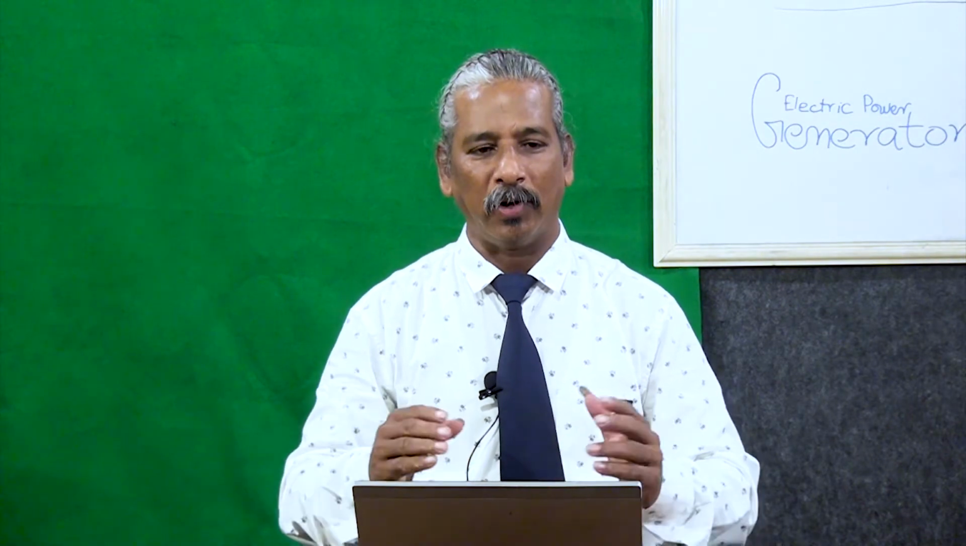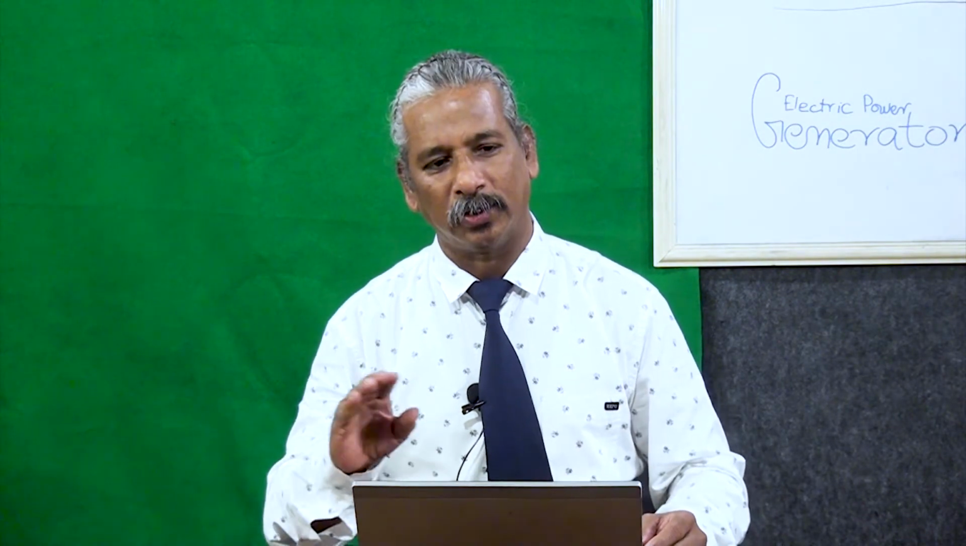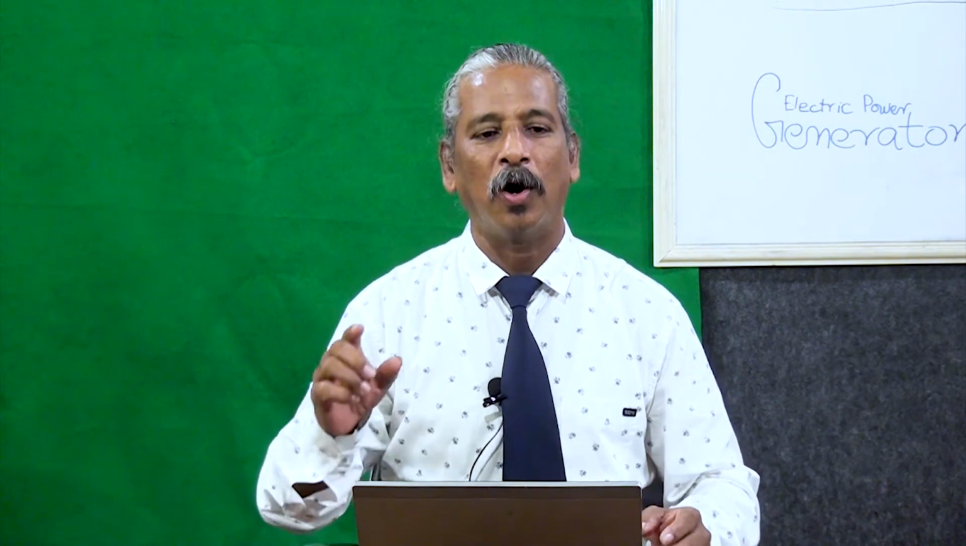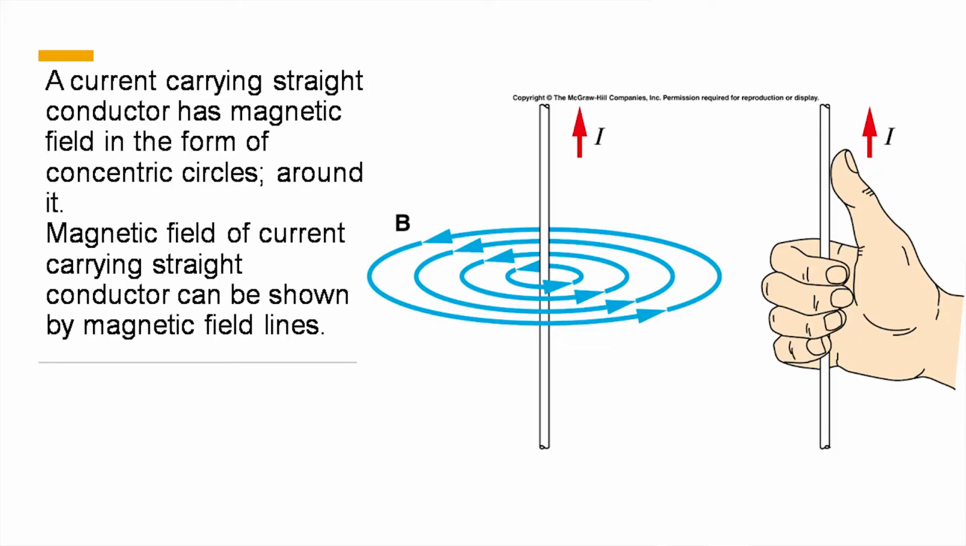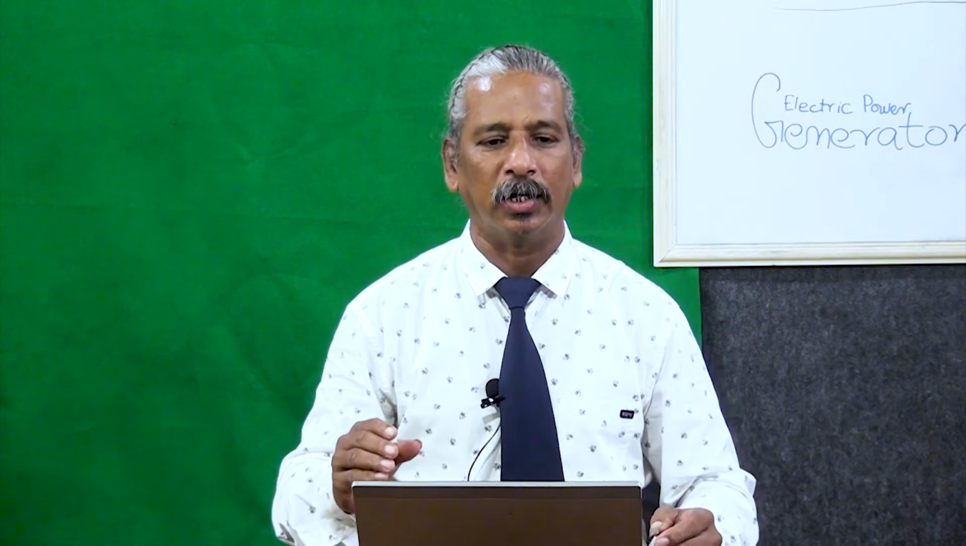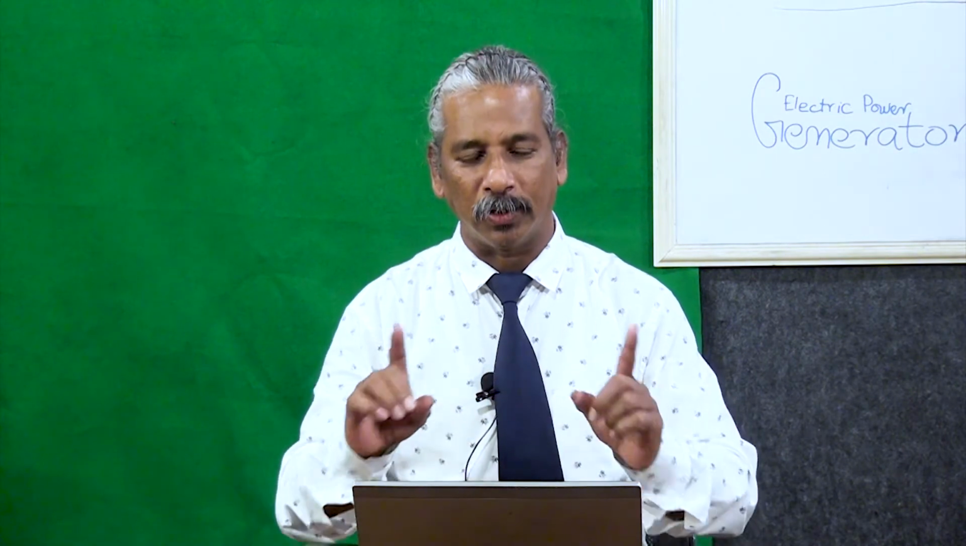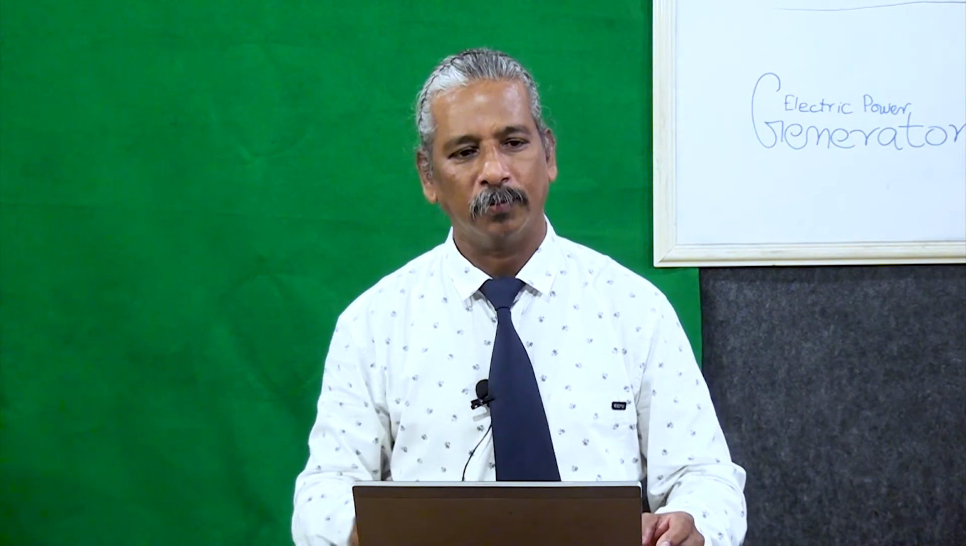A current carrying straight conductor has a magnetic field in the form of concentric circles. You can see around the pole in blue color there are concentric circles. This shows the path of the magnetic field. The magnetic field of a current carrying straight conductor can be shown by magnetic field lines. That's what you see in blue lines here.